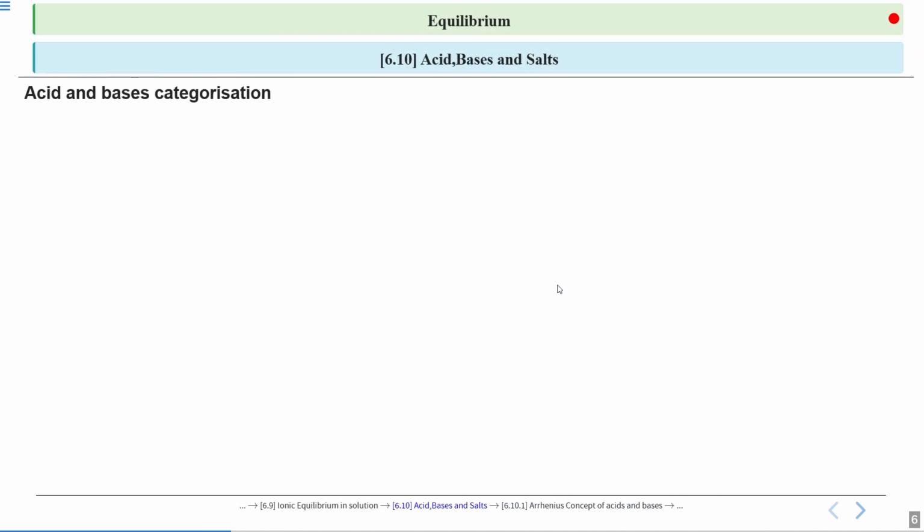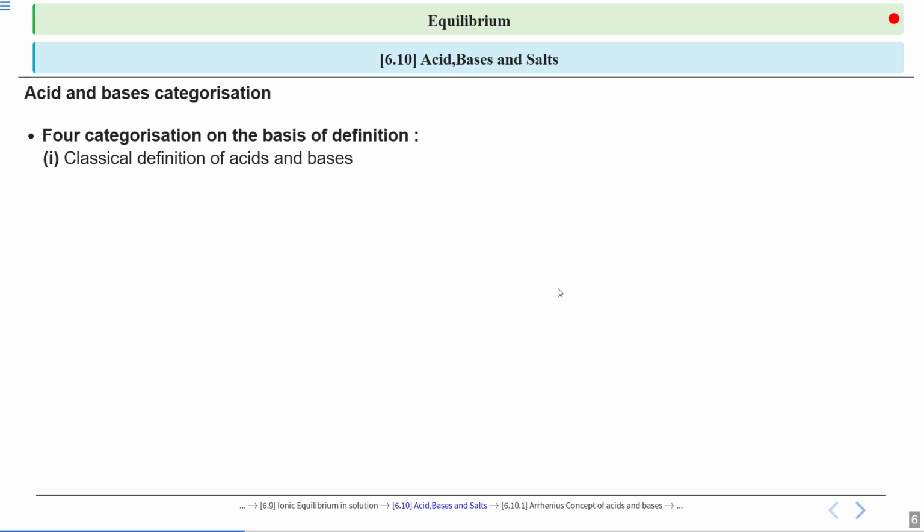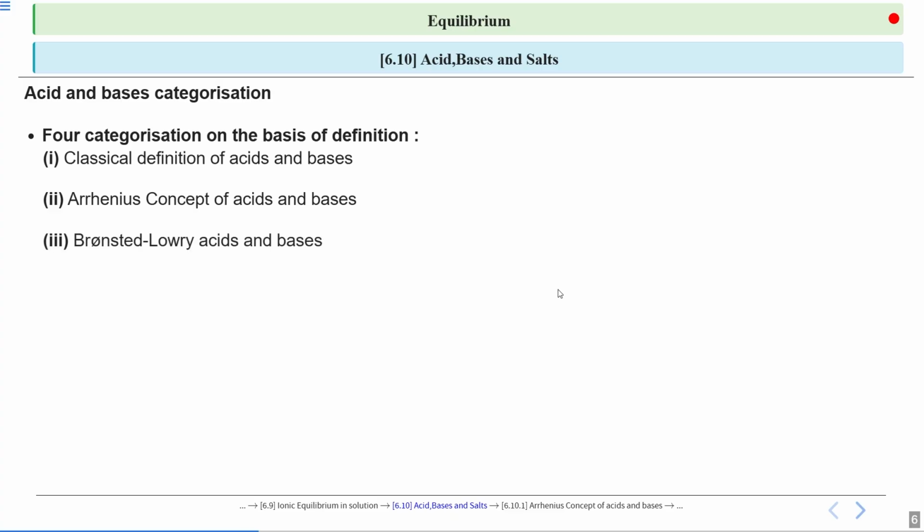So next is the categorization of acids and bases. There are basically 4 categorizations of acids and bases. The first one is the classical definition of acids and bases. The second one is the Arrhenius concept of acids and bases. Third is Bronsted-Lowry acids and bases. Fourth is Lewis acids and bases. We have looked at these 3 names, though we have not discussed them in detail, but these will give you the types of acids and bases as well. There is one more addition: there is a classical definition also. We'll look into that.